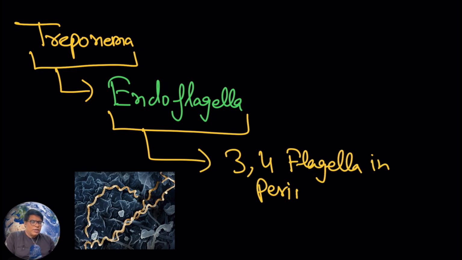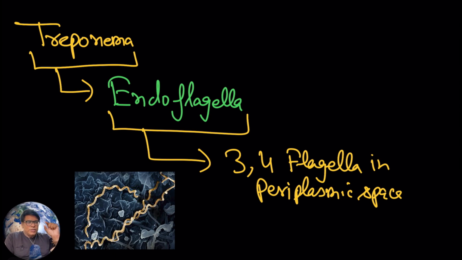Okay, so here 3 to 4 flagella are present within the periplasmic space. They are present within the periplasmic space. Hopefully you know what is periplasmic space. So if you see the bacteria, what you are going to have is the cell wall, then you are going to have the plasma membrane.